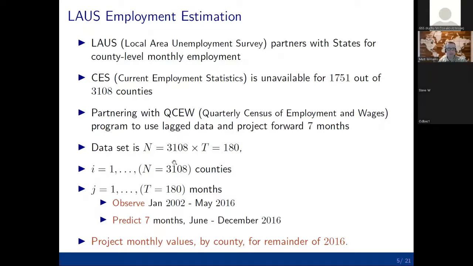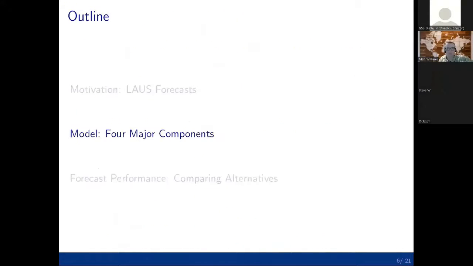In terms of dimensions of the data, we're talking about over 3,000 counties, and we're looking at about 15 years of data, 180 months. So we'll talk about the counties being indexed by i, the months being indexed by j. So for the comparisons we're looking at, we use the first 14 plus years to estimate and fit the model, and then the last 7 months we forecast or predict. Okay, so that's at a high level the motivation. We have a program, operational needs, it's going well, but we think, conceptually there might be a way to improve it. So let's talk about the model components.